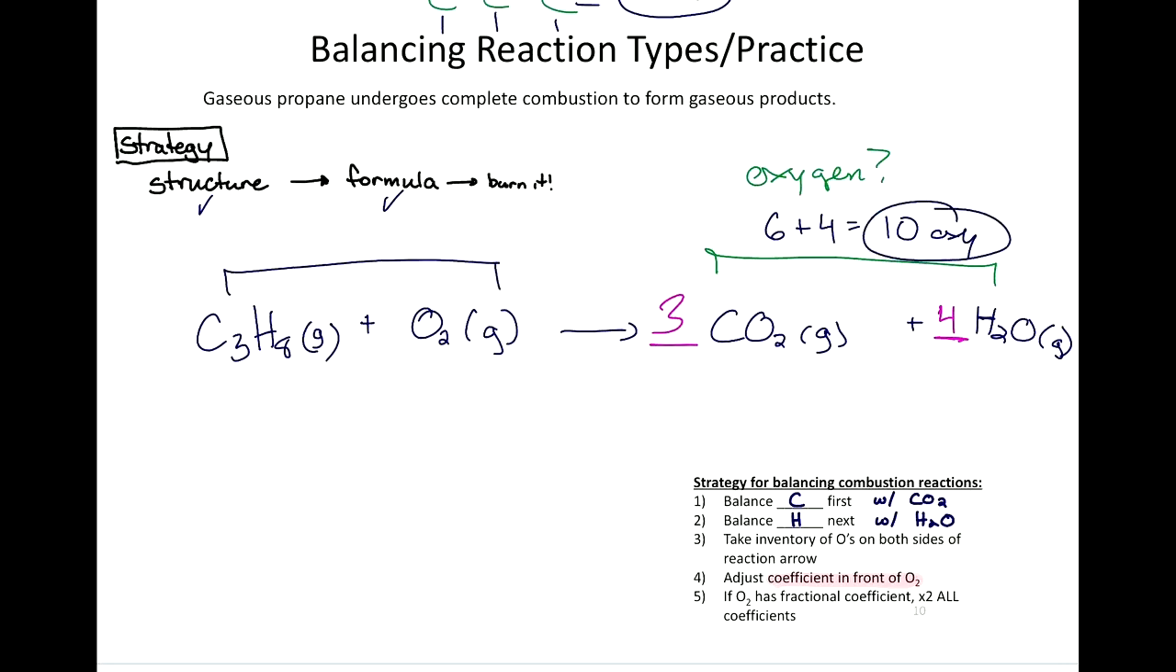So I need to make sure that there are 10 oxygen atoms on my reactant side. Can you tell me what coefficient I need? 5, yes. And again, because it's O2, every O2 gives 2 oxygen atoms, so we only need 5 of them. And then you can double check yourself that everything is balanced. That's the way you balance a combustion reaction. We have one more step if something weird happens, and that'll happen on the next slide.